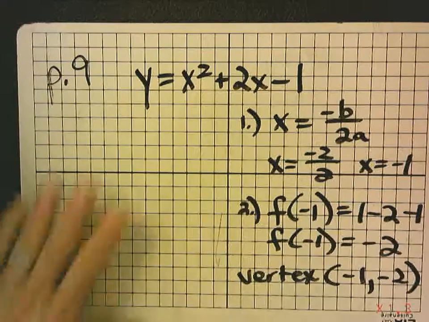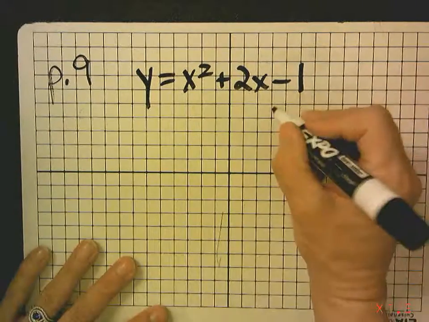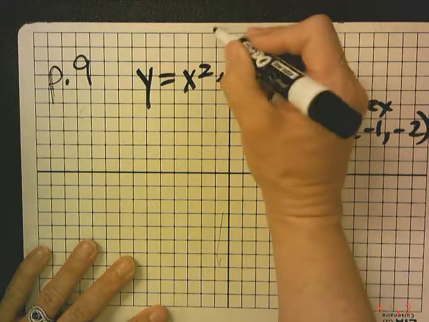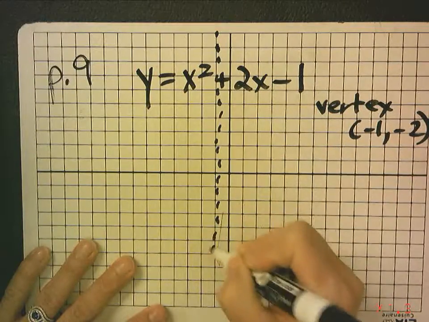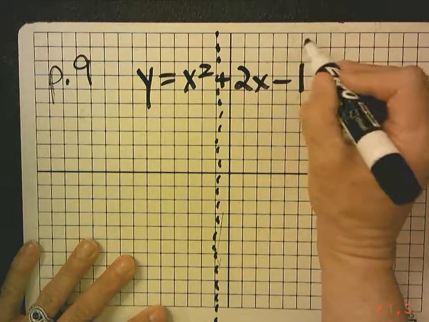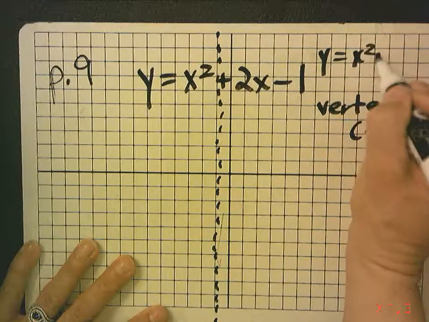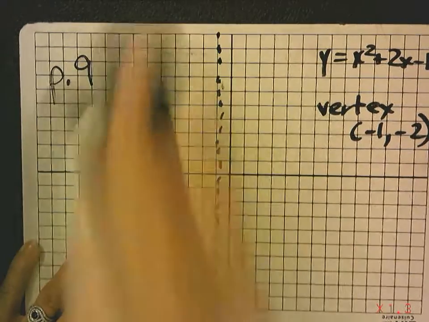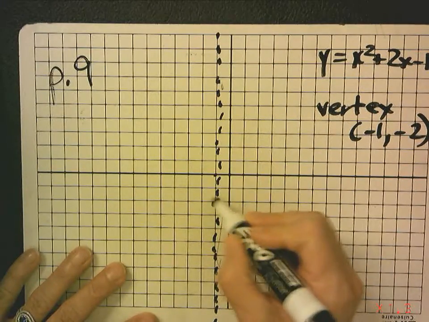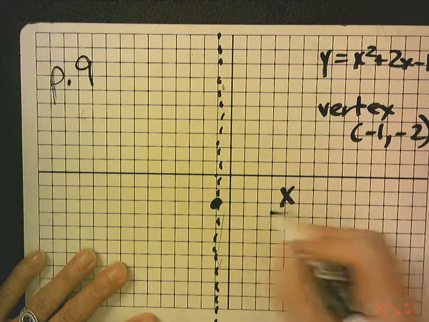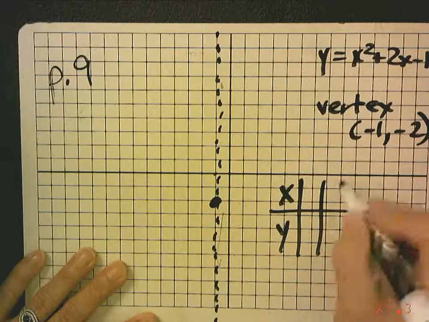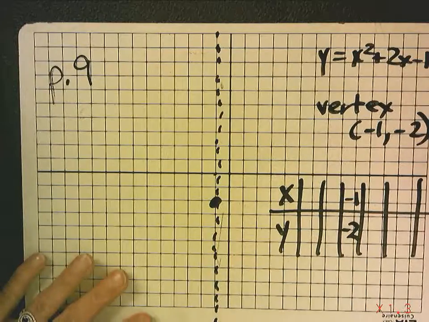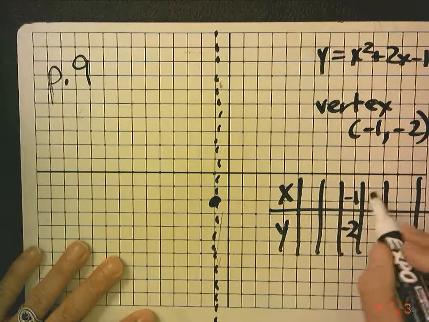So my vertex is negative 1, negative 2. Okay, so now that I have the vertex, negative 1, negative 2, and this is my axis of symmetry, let me rewrite this equation here. So I can plot negative 1, negative 2. So 2 ways to graph. The first is to do my table. So I'm going to pick 0 and 1.